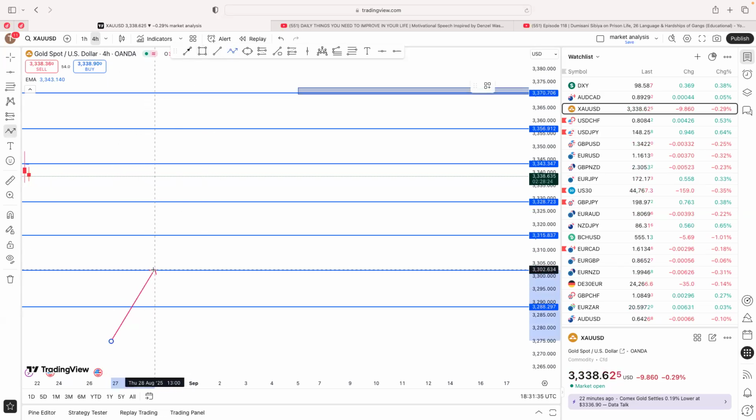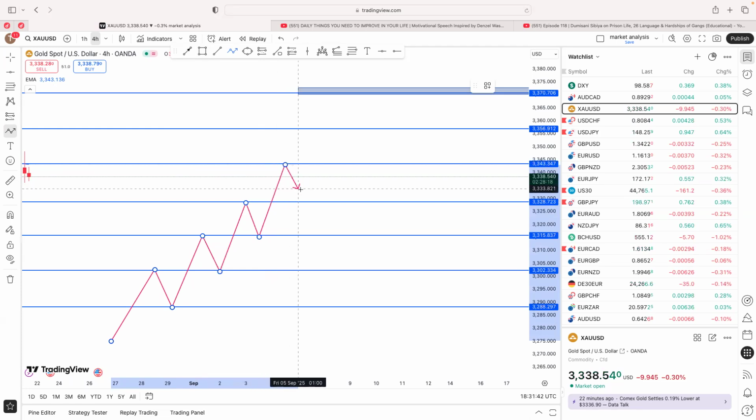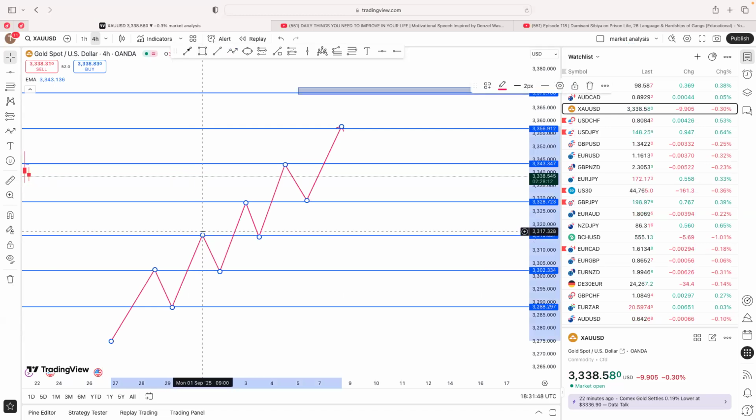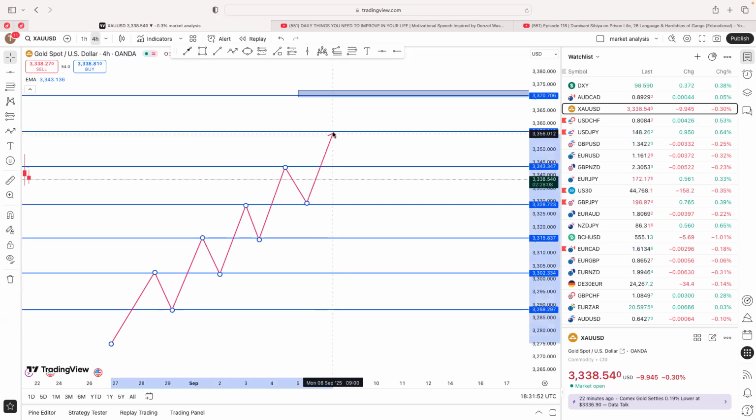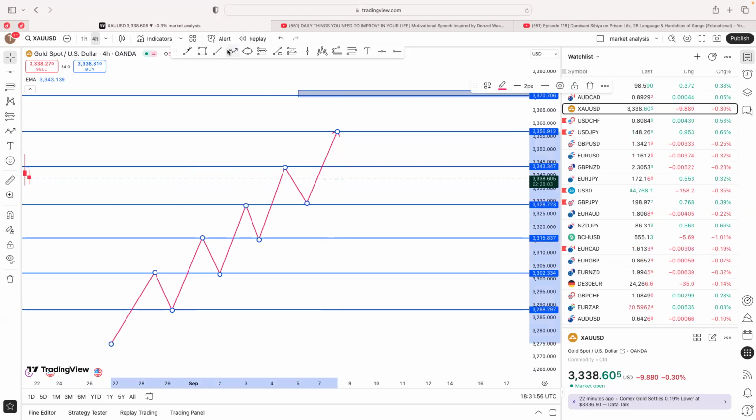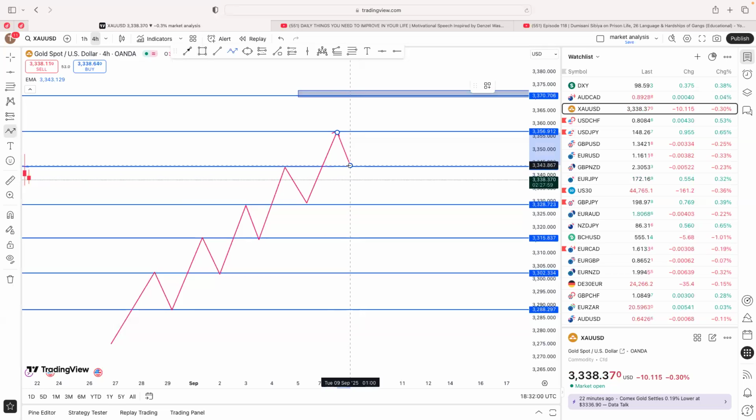Higher high, higher low, higher high, higher low, higher high, right? Let's say we are at the end of an uptrend right there. So this is the higher high that we have, and then the market pulls back to this area. As they pull back, they fail to go and trade above that higher high.